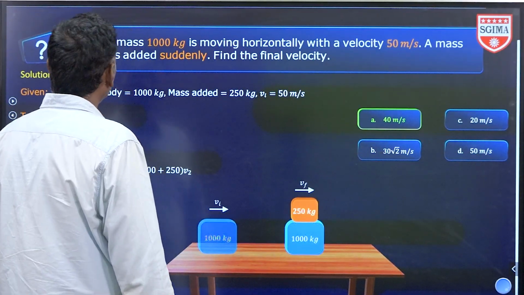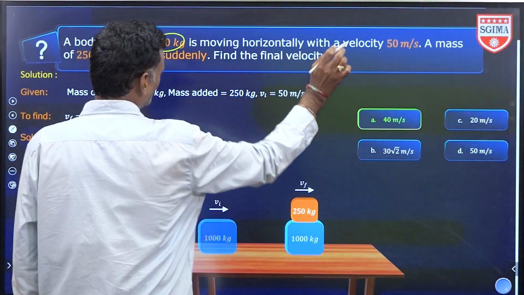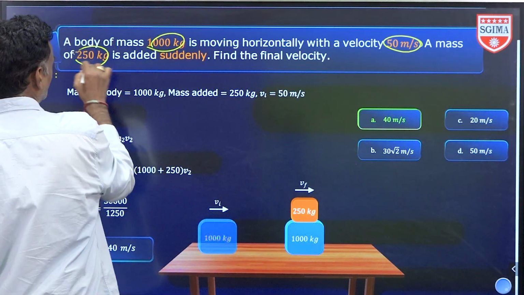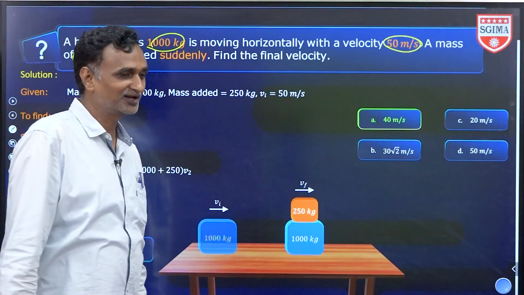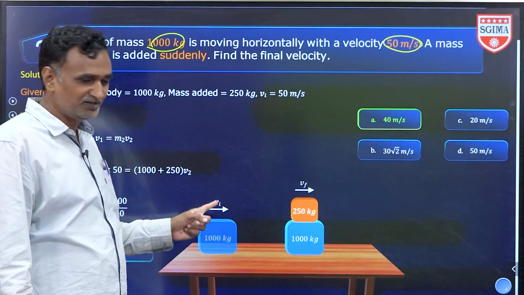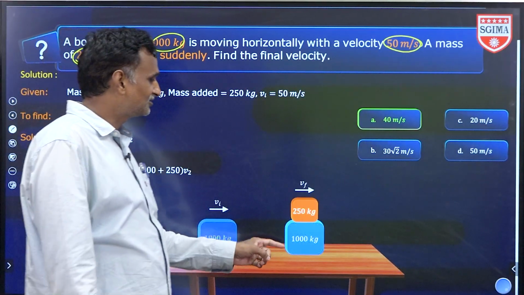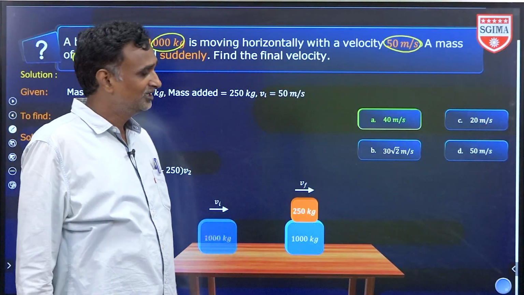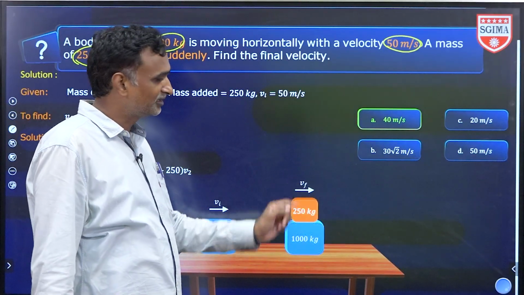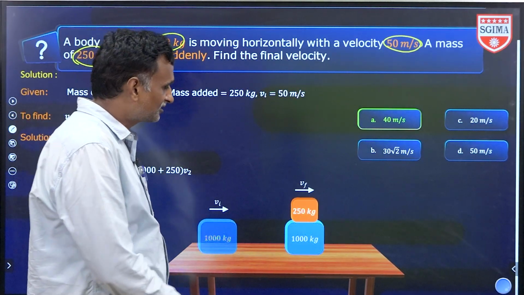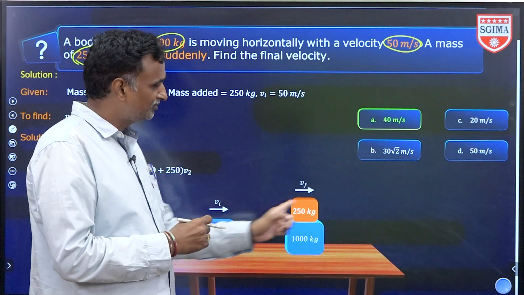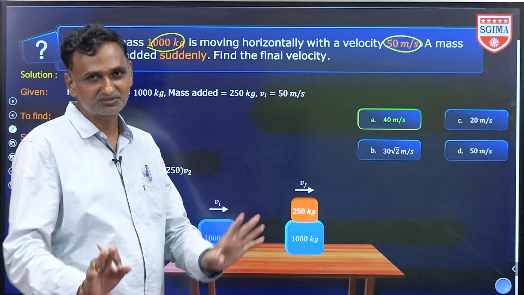Here is one question. A body of mass 1000 kg is moving horizontally with a velocity of 50 meters per second, and a mass of 250 kg is added suddenly. Find the final velocity. How it is added they have not given, just added suddenly. It is going with some initial velocity v with 1000 kg, and 250 kg is suddenly added on it, and it will go with a different velocity. So what is that final velocity they are asking? Here, if the added mass does not exert any force, then the momentum of the system is conserved, otherwise the momentum is disturbed. Okay?